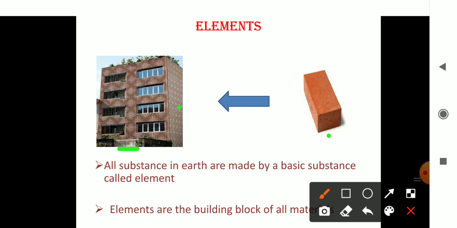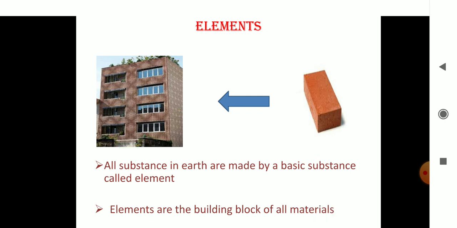Elements are of many types. Around 120 elements we have till date. So that is given here. All substances in the earth are made by a basic substance called element. So element is the basic substance of matter. Then again in the second point, the same thing is given. Elements are the building blocks of all materials. So what are elements? Elements are the fundamental particles of matter.